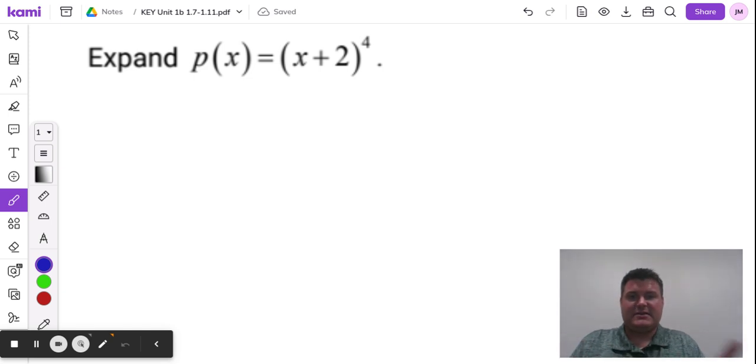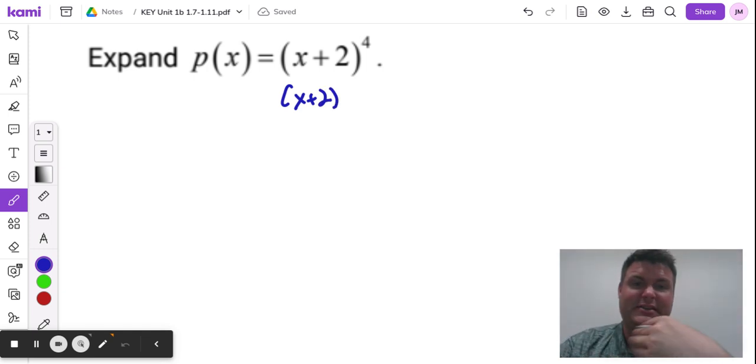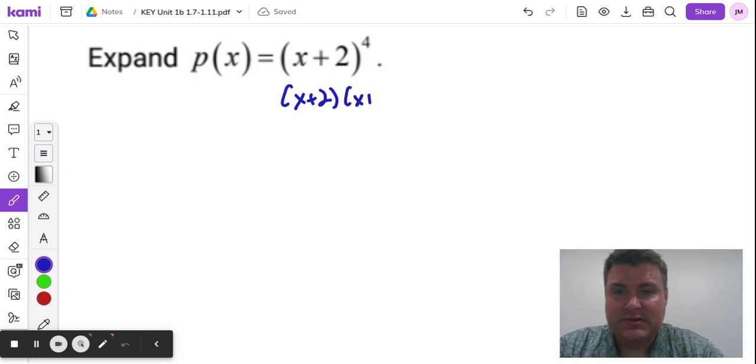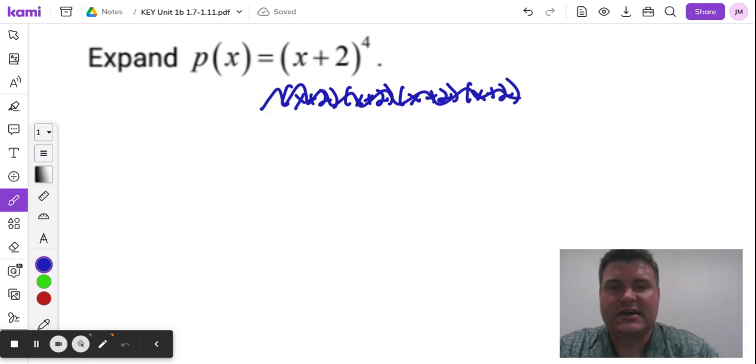It helps us expand. Instead of having to write this out as (x plus 2), (x plus 2), (x plus 2), and please don't write this down, instead of having to distribute x plus 2 times x plus 2 to get x squared plus 4x plus 4 and distribute that again, that's a lot of work. So we do not want to do that. Instead, we'll use the binomial theorem.